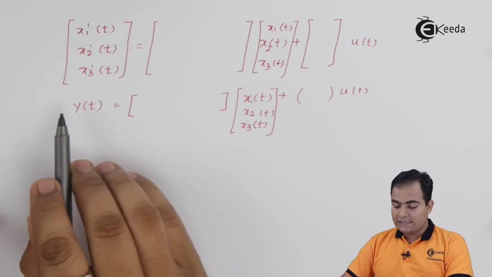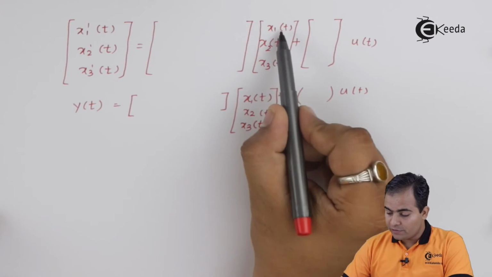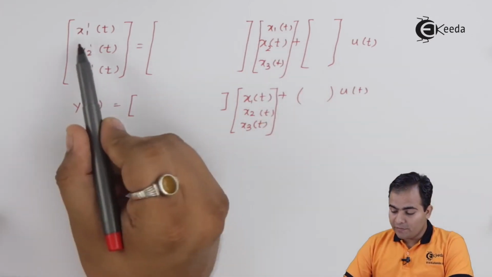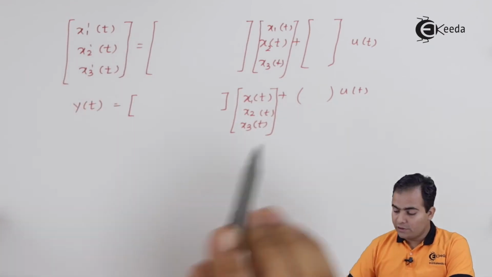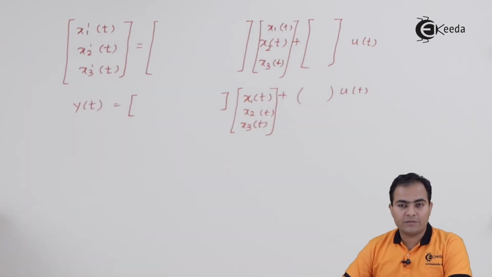So this is our state variable model. Now we have to find out x1 of t, x2 of t, and x3 of t values, as well as u of t values in my x1 dash of t equation, x2 dash of t equation, and x3 dash of t equation. So first of all, we'll find out all these four values in my x1 dash of t equation.